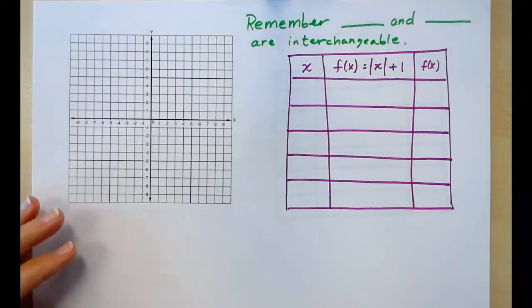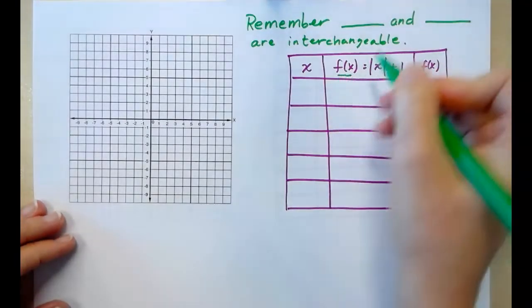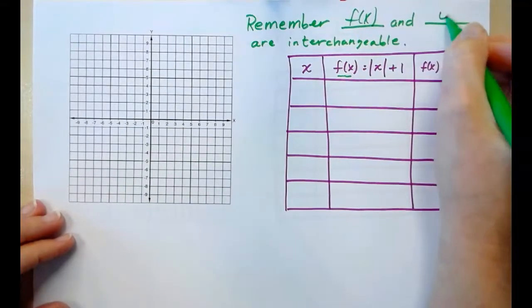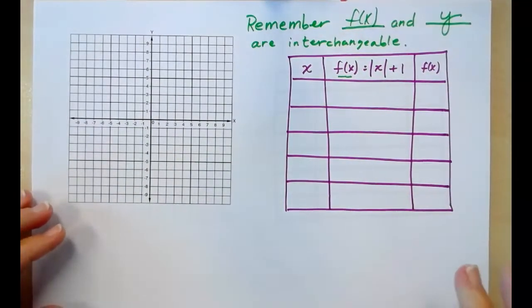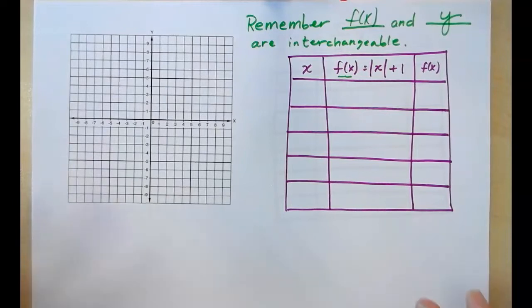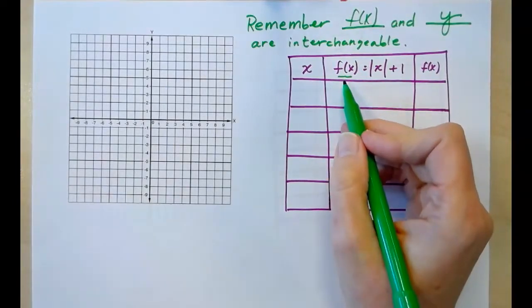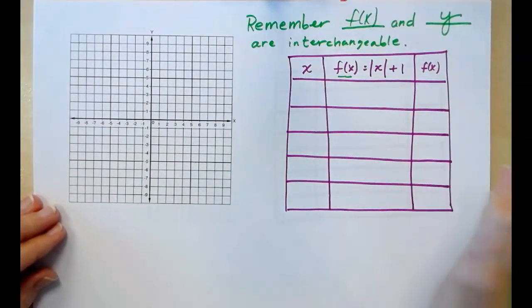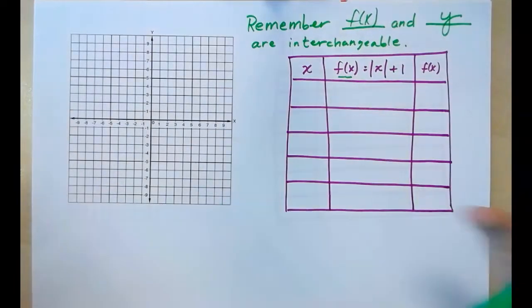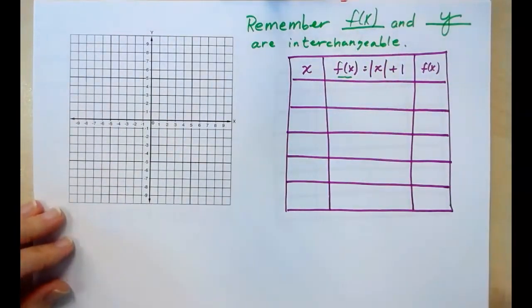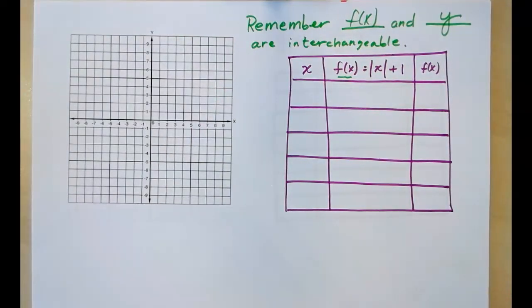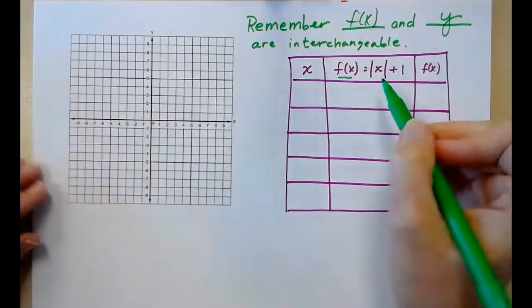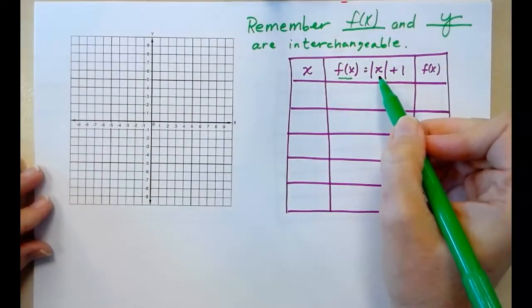The next thing to remember is that f of x and y are interchangeable. They mean the same thing. Remember, f of x is just giving the function a name. This is the f function. So x and f of x is the same as x and y. So for this function, I left the x values wide open because we are definitely able to choose the members of our domain because there are no restrictions as to what I can plug in.